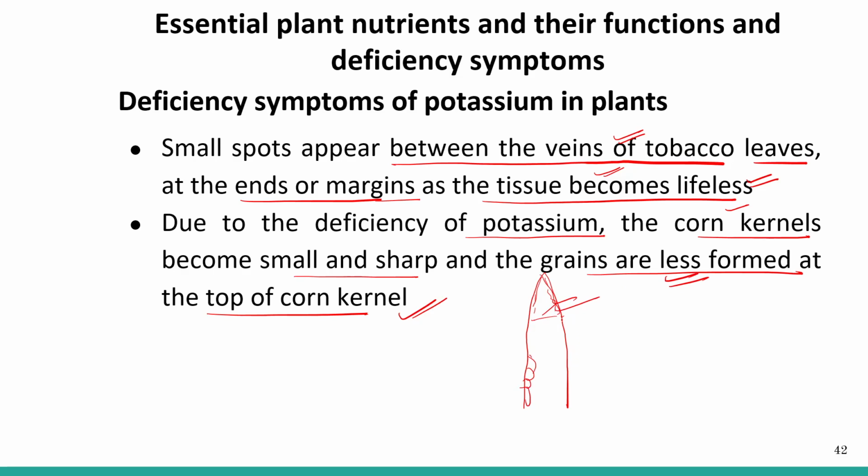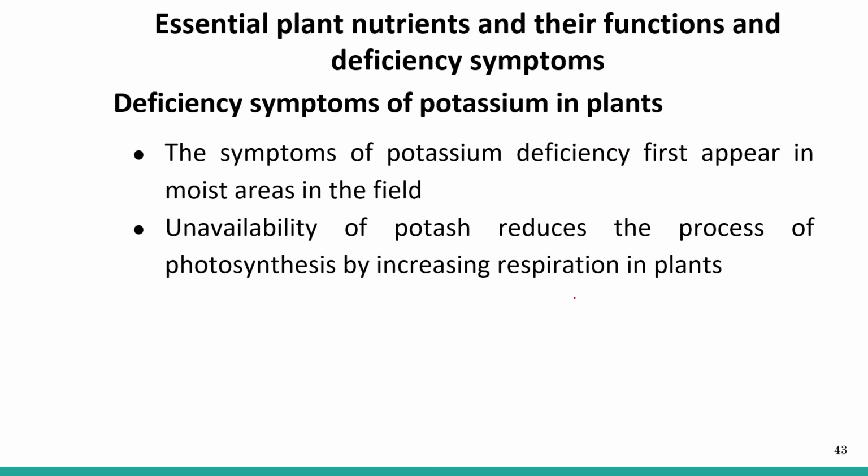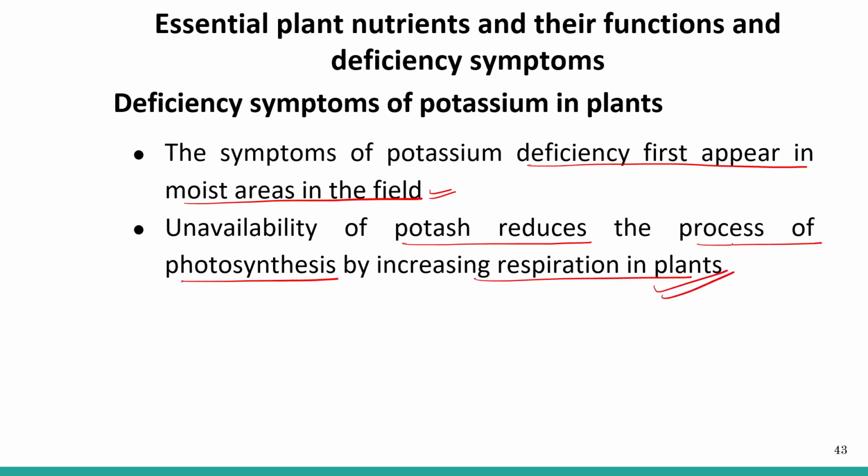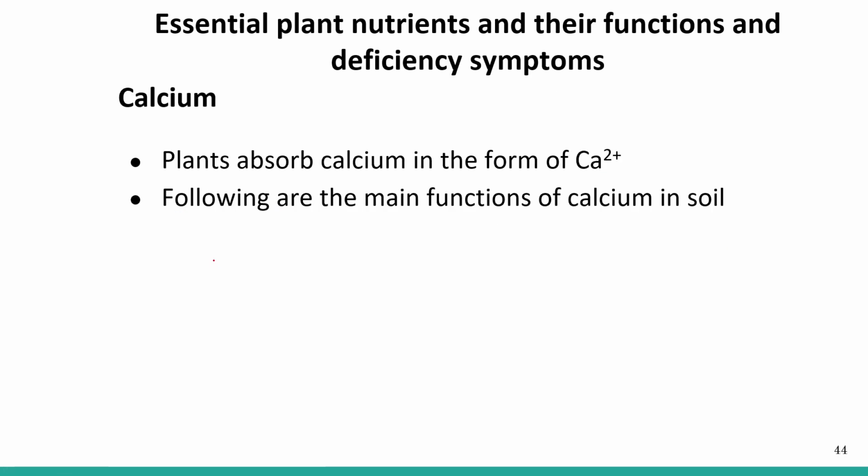The symptoms of potassium deficiency first appear in the moist areas in the field. Unavailability of potash reduces the process of photosynthesis by increasing the respiration in the plant. So here, in the unavailability of potash, there will be an increase of respiration and a decrease in the rate of photosynthesis.